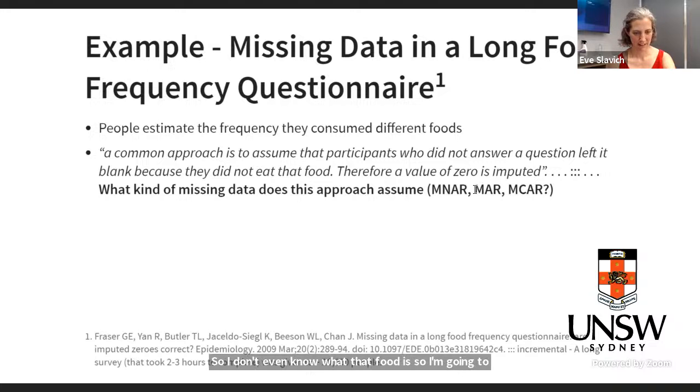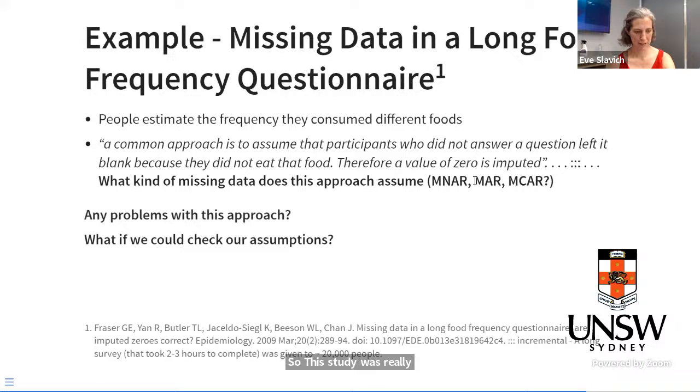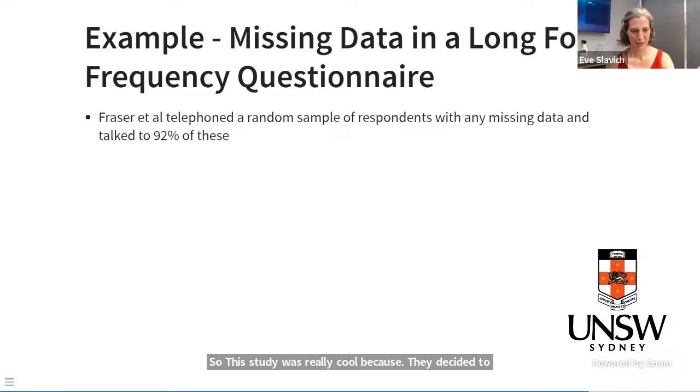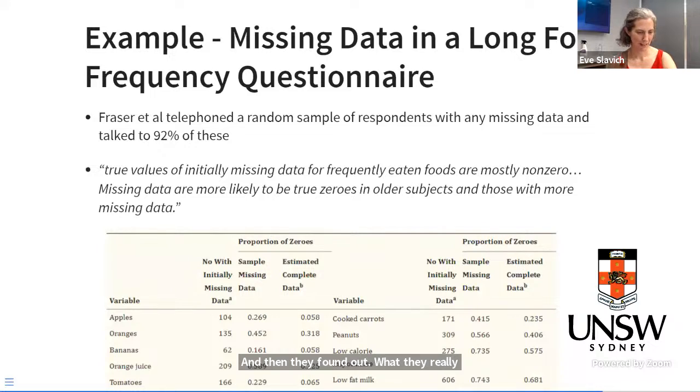So this study was really cool because they decided to check their assumptions. And what they actually did was they rang a random sample of respondents with any missing data, and they talked to most of these people. And then they found out what those values really should have been. And mostly the true values of the initially missing data for frequently eaten foods were mostly non-zero. But for infrequently eaten foods, they were often zeros.